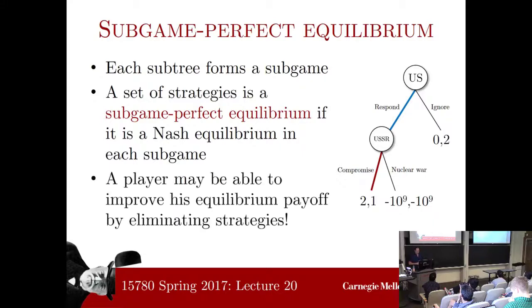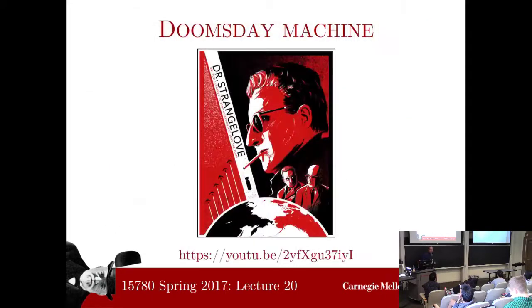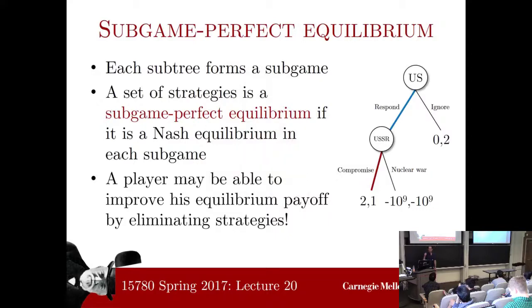Okay, so one really nice thing about this is that when you take this type of reasoning, a player can actually improve his equilibrium payoff in a subgame perfect Nash equilibrium by eliminating strategies. So in this game, if we eliminated the compromise strategy for the Soviet Union, then the US would actually want to ignore rather than respond and then start a nuclear war, right? If we knew that if we go here, we definitely get minus a billion, then the only thing for the US to do in an equilibrium would be to go right and ignore.